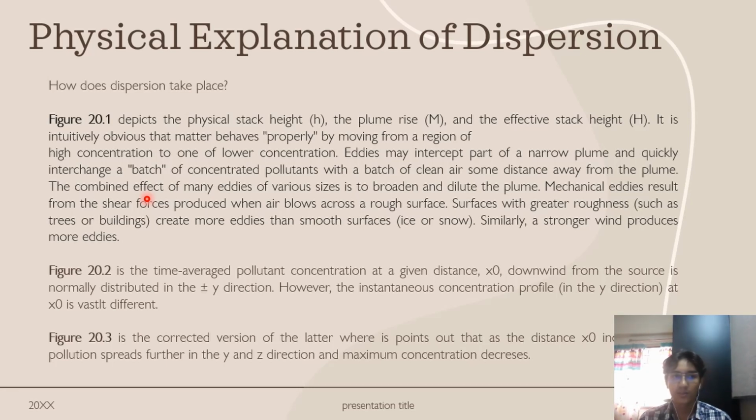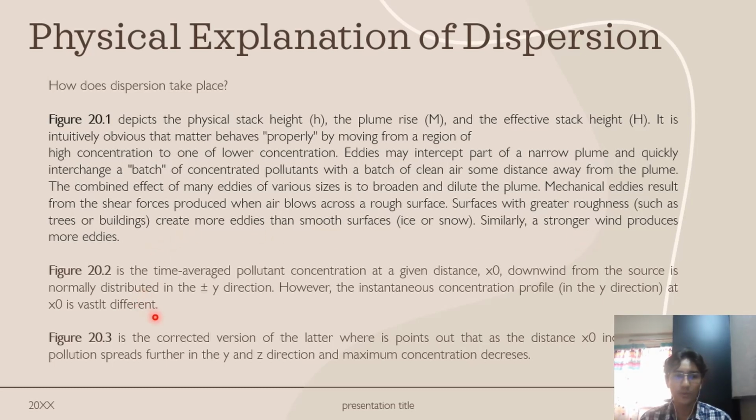Mechanical eddies result from the shear forces produced when air blows across a rough surface. Surfaces with greater roughness, such as trees or buildings, create more eddies than smooth surfaces. Examples are ice and snow. Similarly, a stronger wind produces more eddies.